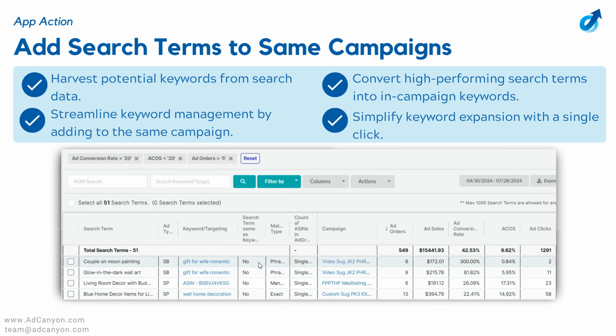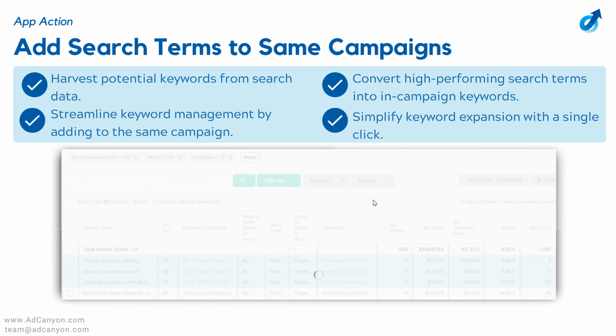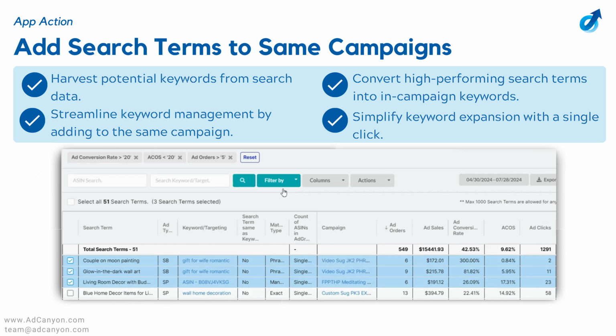Then there is the search term same as keyword column, which helps you pinpoint search terms that aren't yet targeted or part of targeting in that specific campaign. Multi-select all those terms that are not part of the campaign, click the action button, and then select the add search term in same keyword campaign option to include them as keywords in their original campaign at the CPC bid. This helps you reach more people who are looking for what you sell. Make more money from your best working search terms and improve your ad results.